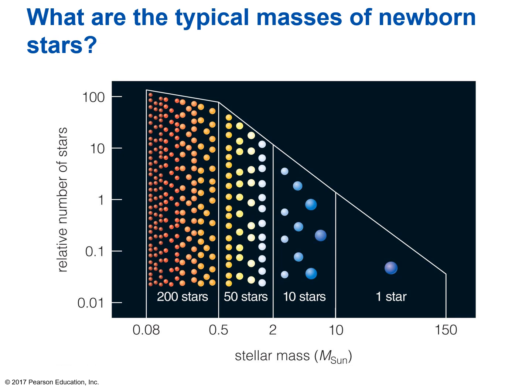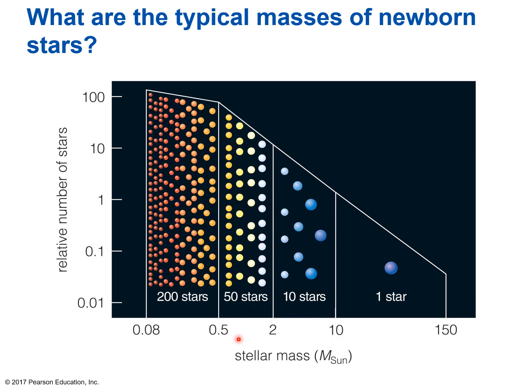So as we think about the typical masses of newborn stars, we've already established what the limits are, but typically, what is a star's mass when it's first born? The breakdown goes like this. For every one star that is between 10 and 150 solar masses, there are going to be 10 stars that are between 2 and 10 solar masses.